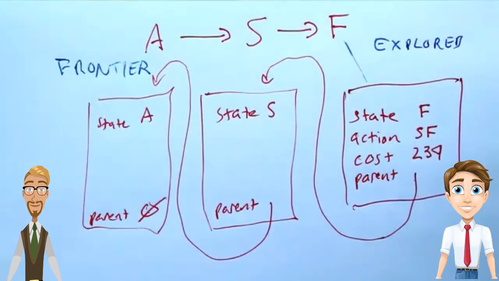The explored set, on the other hand, is easier. All we have to do there is be able to add new members and check for membership. And so we represent that as a single set, which again can be done with either a hash table or a tree.